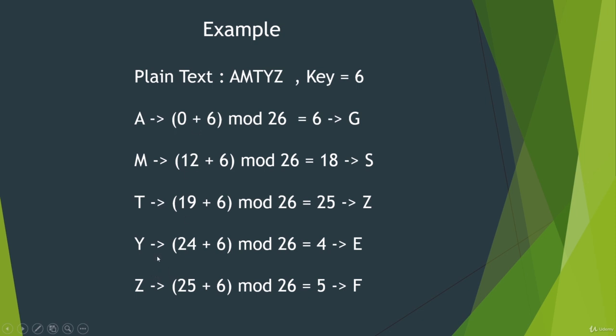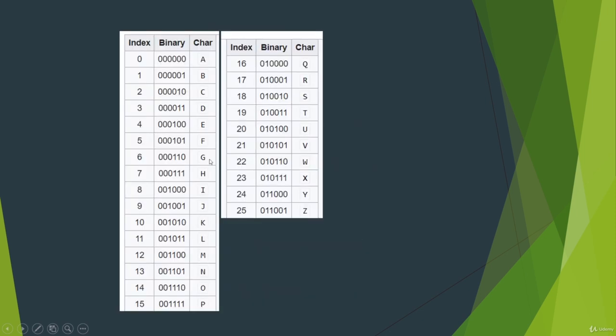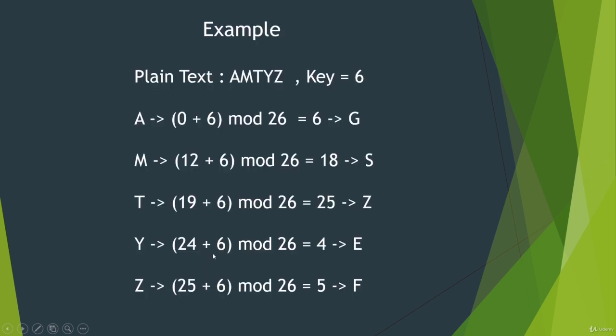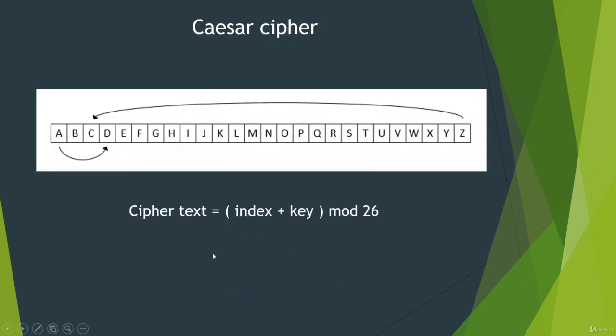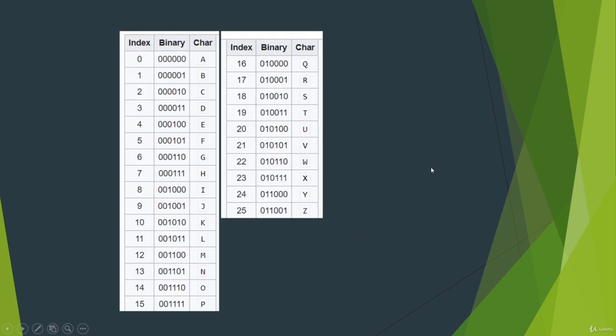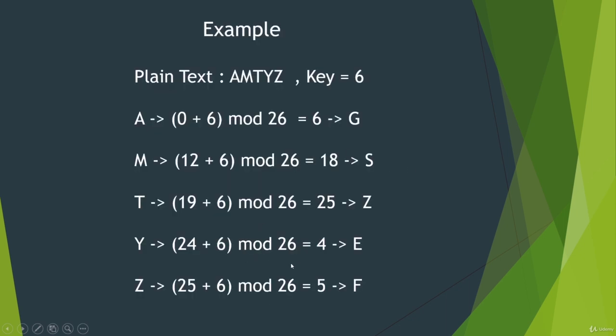Let's take a look at Y. The index of Y is 24, and if you add 6, you get 30. So our boundary has been exceeded. The answer went over 25. That's why we do the modular 26, because we get only remainders from 0 to 25 if we divide by 26, right? So 30 modular division 26 gives 4. 26 once is equal to 26, and plus 4 gives 30, right?